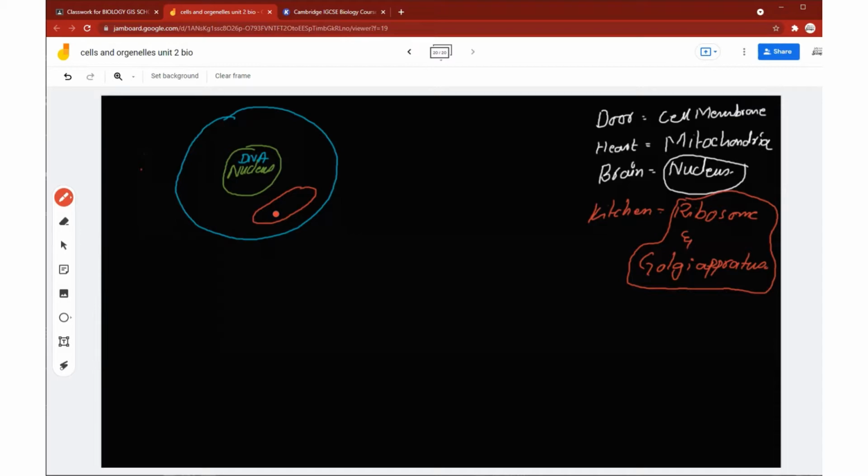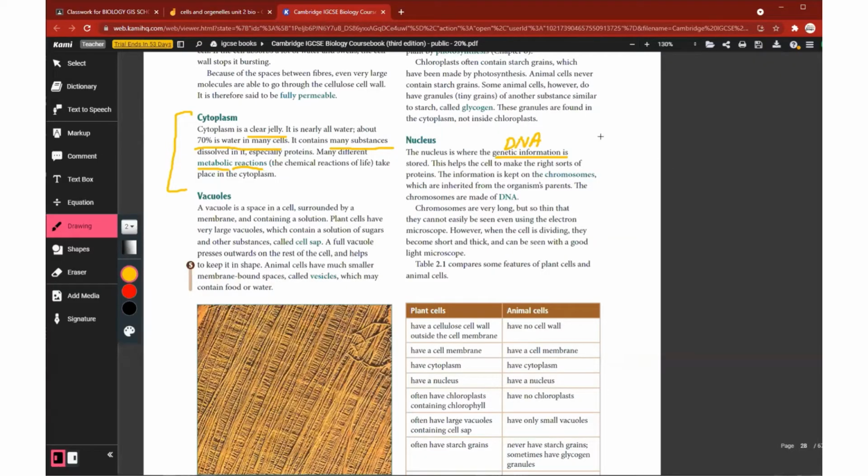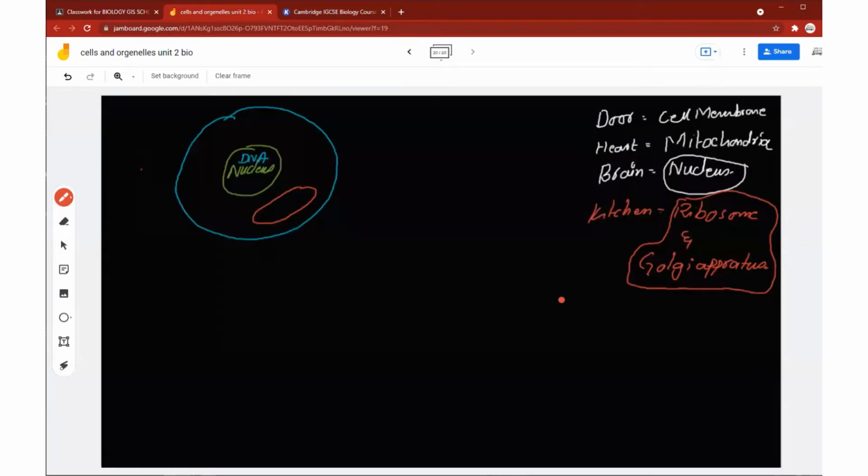Excellent job. Okay, finally, these words. This helps to make the right sort of protein. This is the thing they are talking about. The information is kept on the chromosome. Now, what is this fancy name for? Chromosome, any idea? Okay, here's the story.